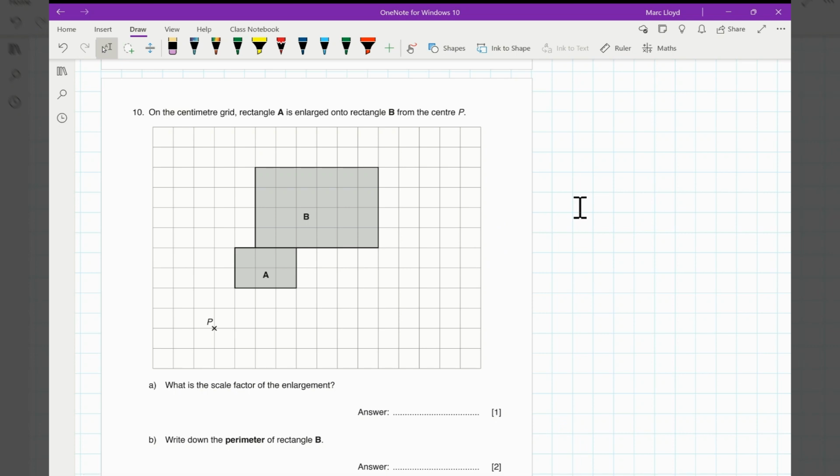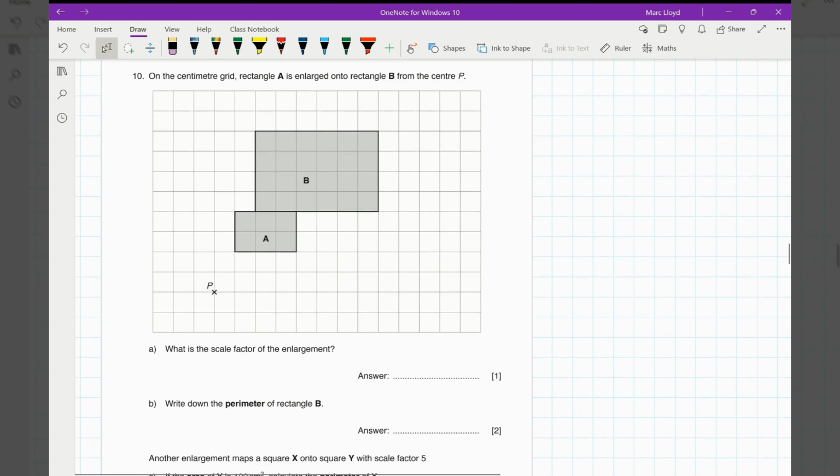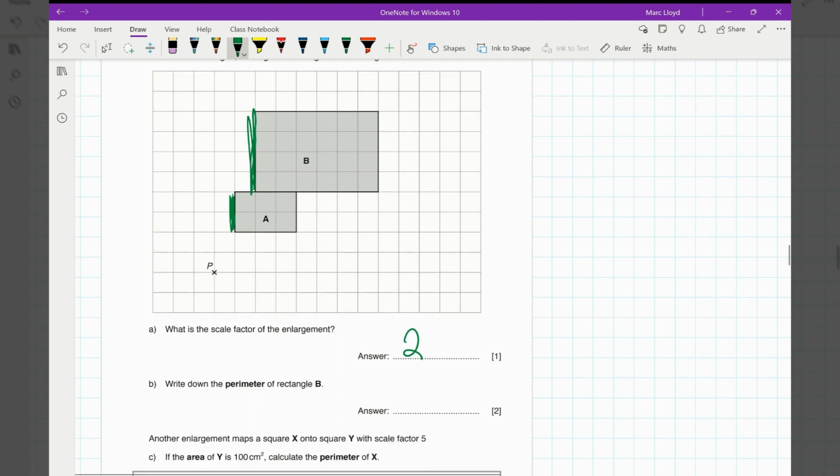So on the centimetre grid, rectangle A is enlarged onto rectangle B from the centre of P. What is the scale factor of the enlargement? So we'll take this part here, it's got a height of 2. 1, 2, 3, 4 has that height for part B. So 2 times by 2 gives us 4, so it's a scale factor of 2. Not a lot needed to be done there.